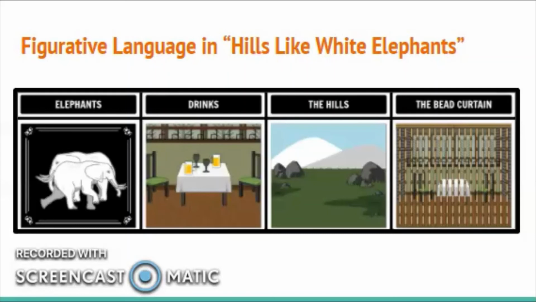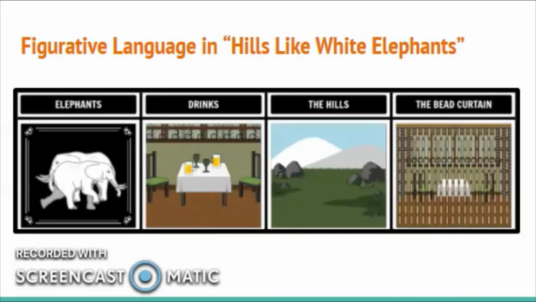The next symbol that we have would be the drinks. And I wanted to point out in the notes about the time period that this is 50 years before people knew that alcohol was bad for pregnant women. So it's not like they are drinking in order to harm the baby. You have to understand the time period. They did not know that it was bad.